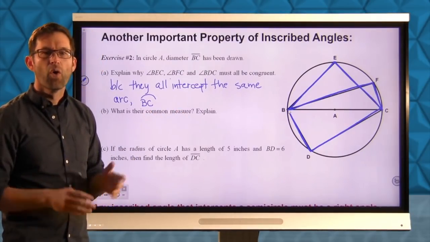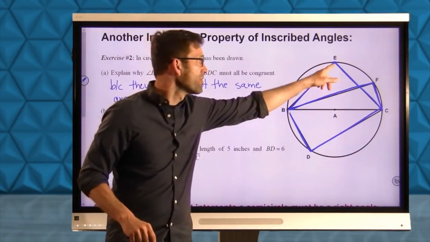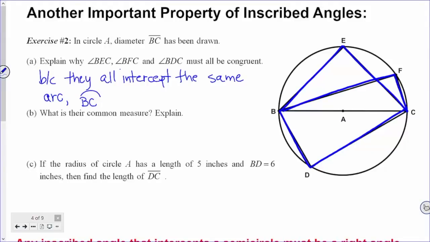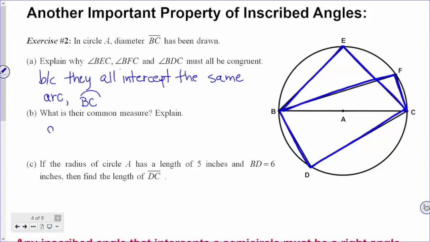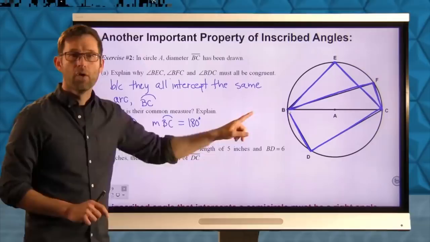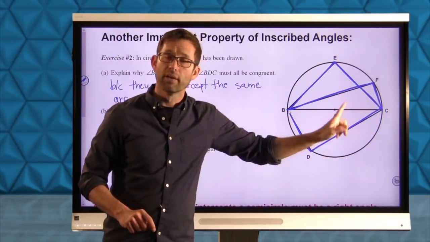Letter B, what is their common measure? Explain. In other words, what would be the measure of that angle, and that angle, all of which have to be the same angle? It has to be 90 degrees. Okay, why is this? Well, it's because the measure of arc BC is equal to 180 degrees. It's neither really a major arc nor a minor arc, BC, right? It's halfway around the circle.